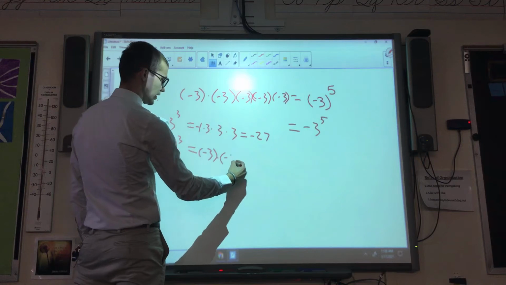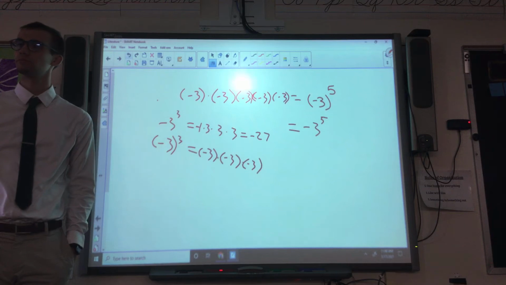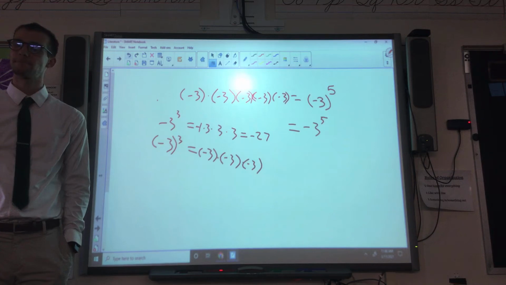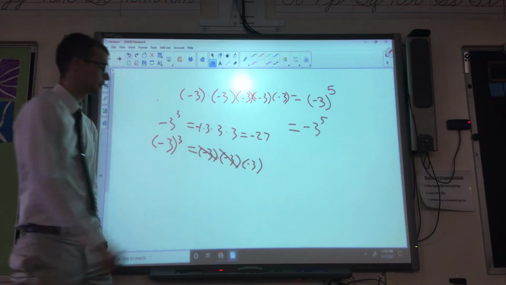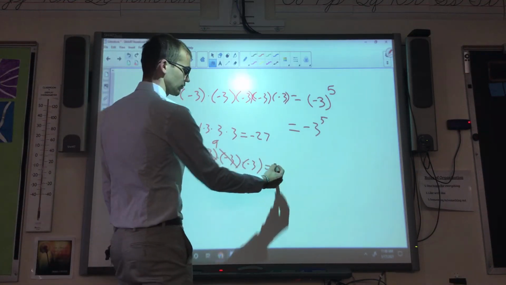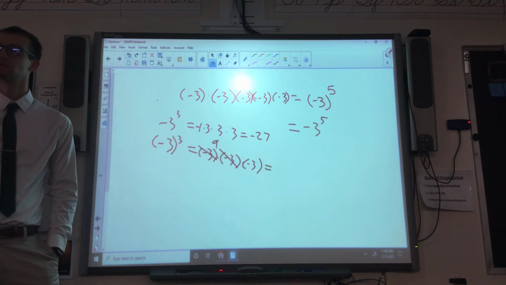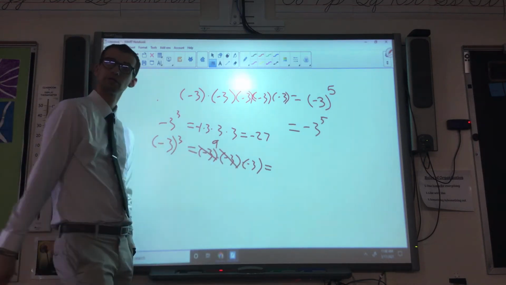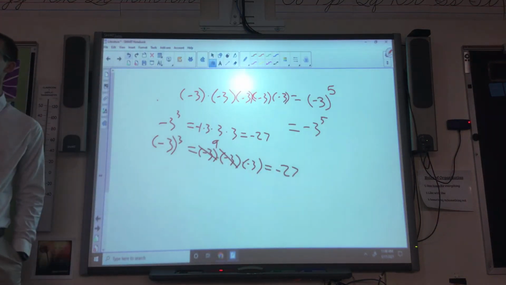Now we have negative 3 in parentheses cubed: negative 3 times negative 3 times negative 3. What's negative 3 times negative 3? 9. Now what's 9 times negative 3? What's 9 times 3? 27. What's a positive number times a negative number? Negative. So 9 times negative 3 is negative 27. Did they equal the same thing there? Yeah. So they should always equal the same thing, right?